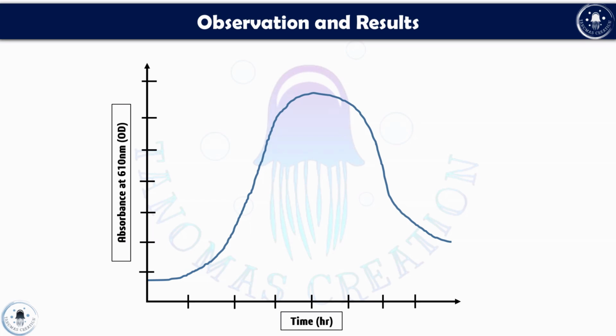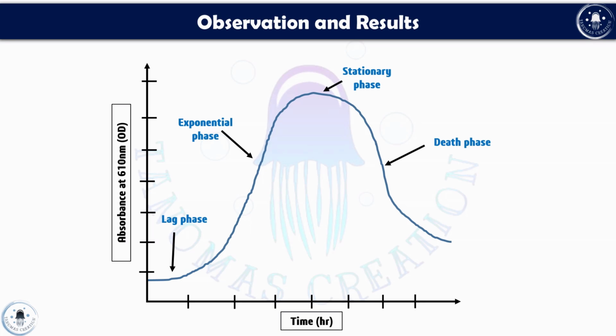Now, what type of growth curve is this? We have learned in our previous one. This is a sigmoidal growth curve, right? So this is the sigmoidal growth curve. Now here, if we try to find out which phase is what, so here this is the lag phase, this is the exponential phase, this is the stationary phase, and this is the death phase or decline phase. Okay, so this is how the growth curve is measured.